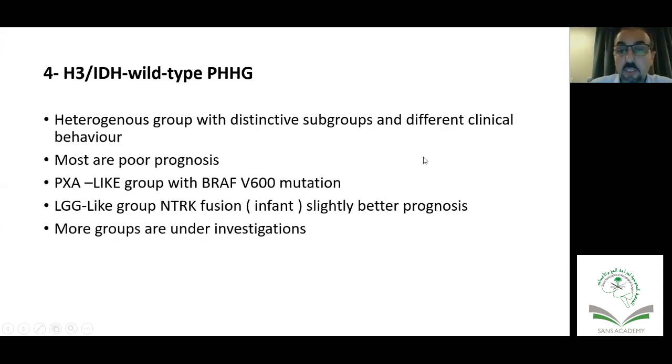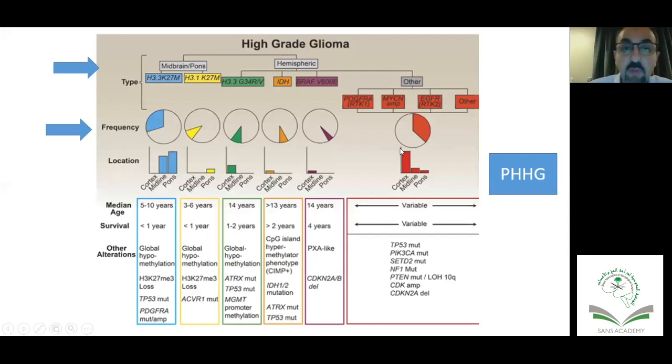So this is a summary of all the high-grade glioma in pediatrics. This is the way you need to look at high-grade glioma in kids: midline or hemispheric. No more DIPG, so it's called midline glioma, or hemispheric. In the midline, the majority of them are H3, and as I said, this variant can be in the pons or midline thalamus.